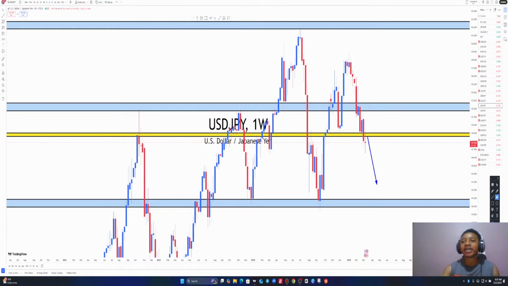Well, let's take it further down again to the daily time frame to understand what exactly is going on in the daily so that we can know what to do on this pair. All right, so let's go to the daily time frame.